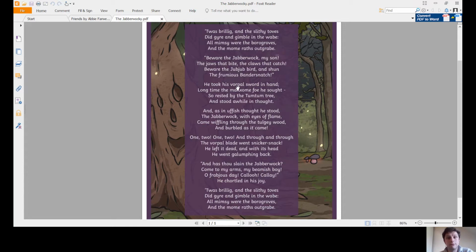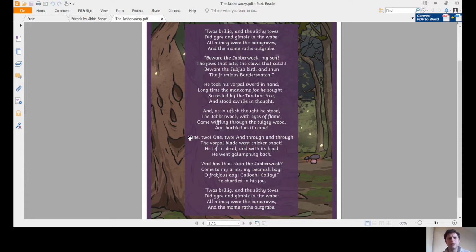So he takes his sword, his vorpal sword, and stands by a tree for a little while and thinks, and here comes the Jabberwock with eyes of flame, and it comes whiffling through the wood and burbled as it came. And again, these words don't necessarily mean anything, but it might give you a bit of a picture in your mind. And then this verse here, 1, 2, 1, 2, and through the vorpal blade went snicker-snack.